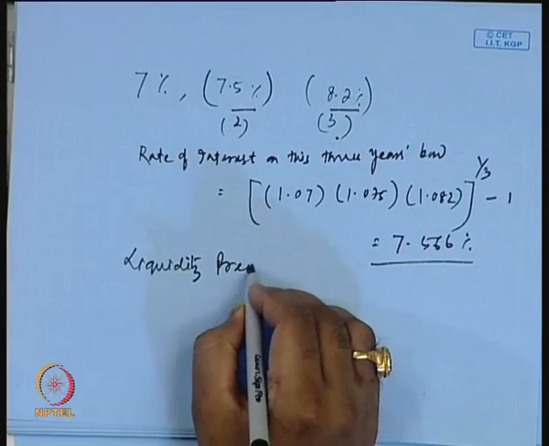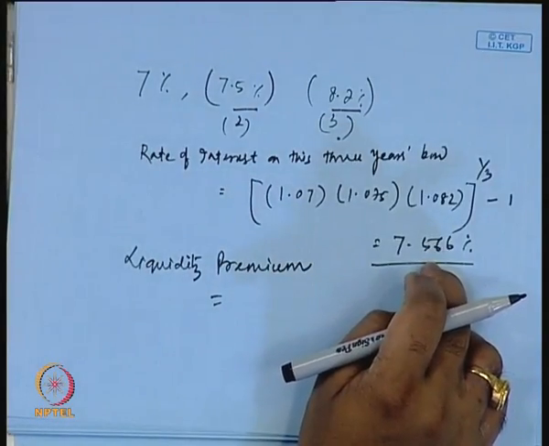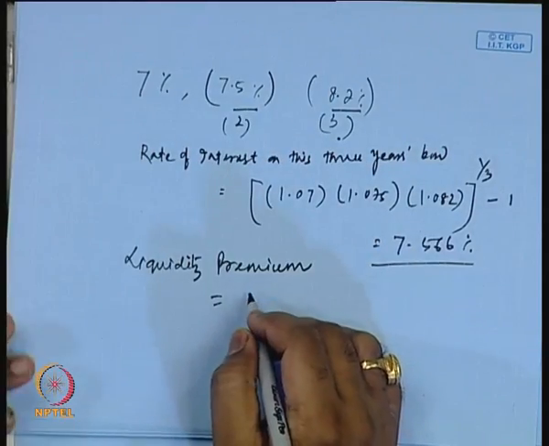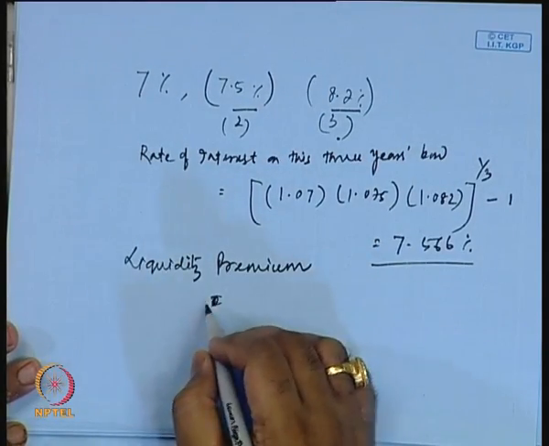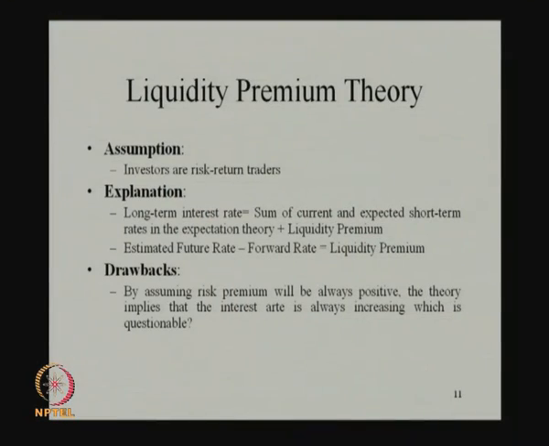So, why is this deviation there? The deviation is there because somebody is taking more risk, that is why the interest rate also should be more. So, liquidity premium is basically the difference between the expected future rate, what has exactly happened, minus the forward rate. Forward rate means what has already happened in that particular time period.